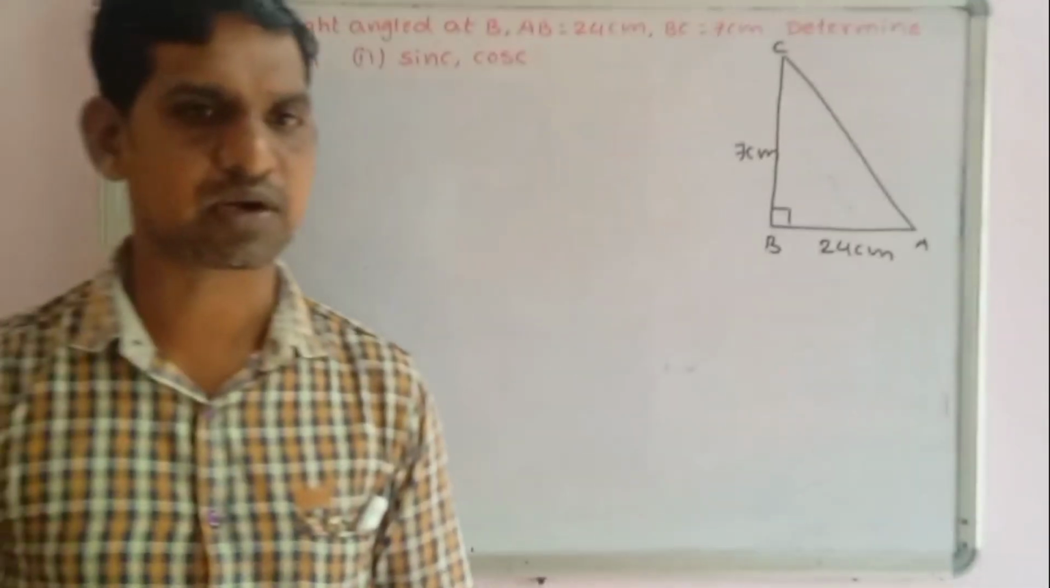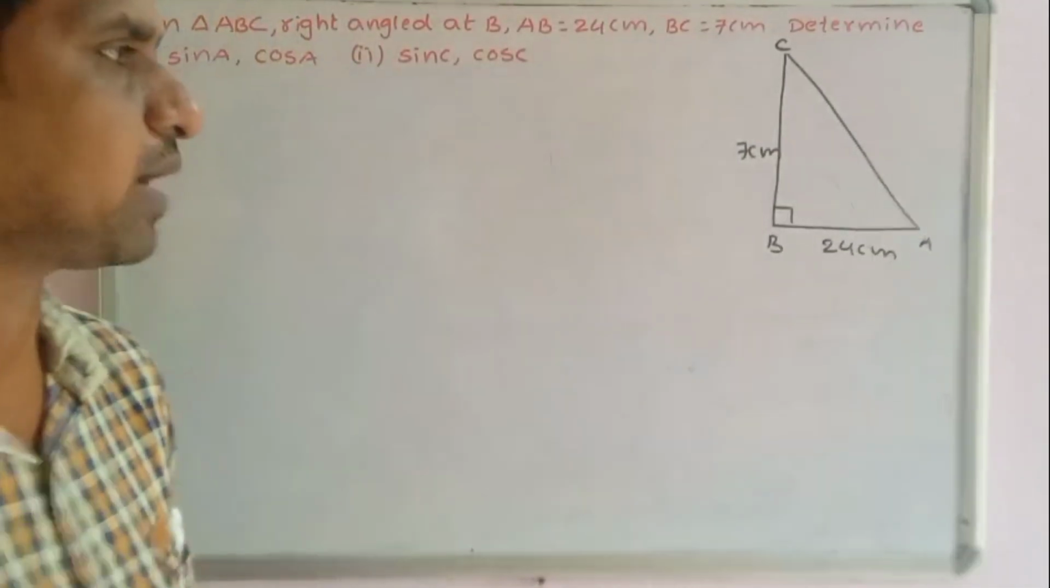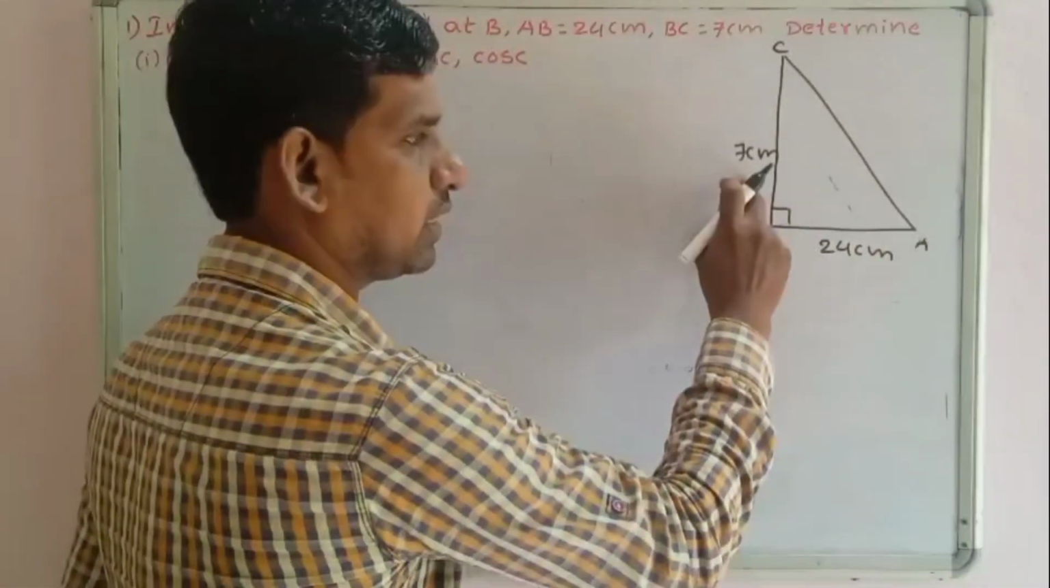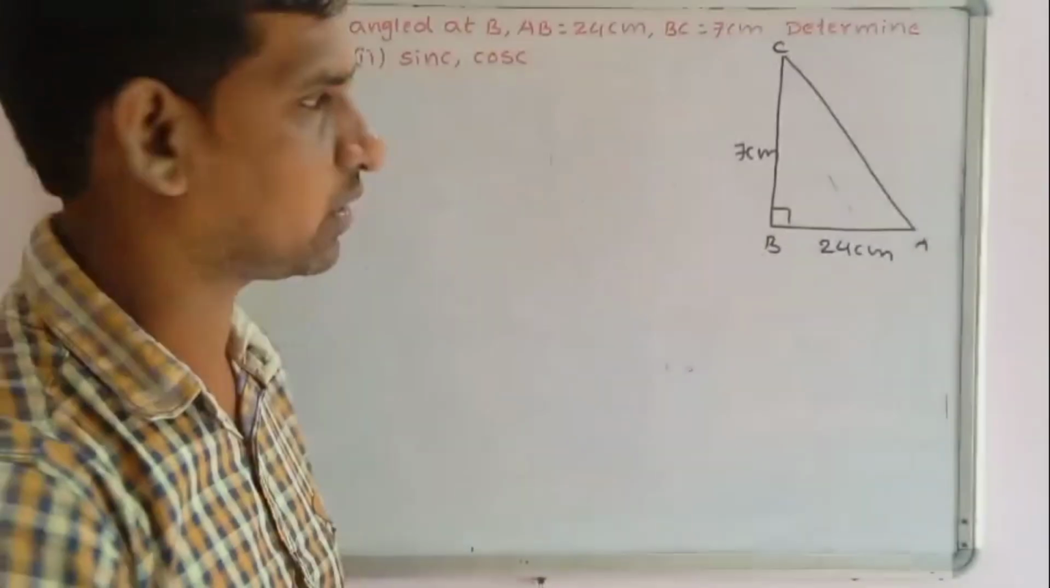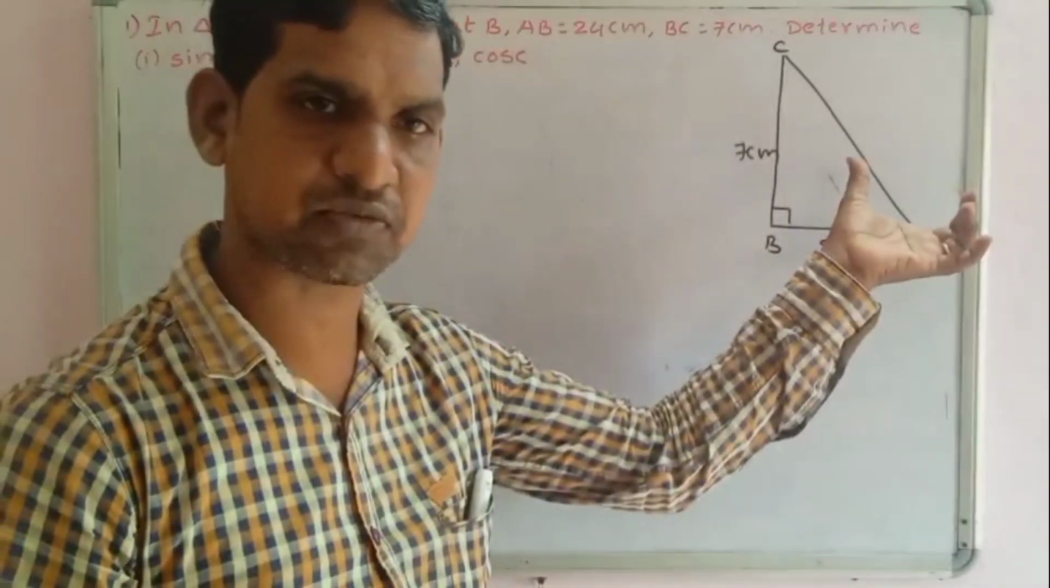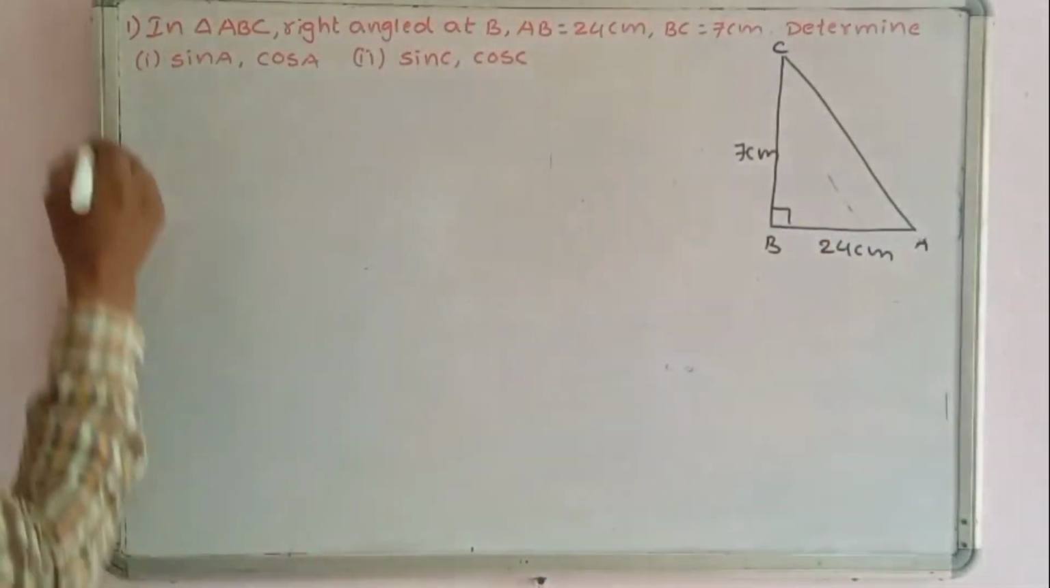Sin A means what? Side opposite to A over hypotenuse. Side opposite to A is BC. Hypotenuse is AC. We don't know the value of AC. Using Pythagoras theorem, first find the value of AC.